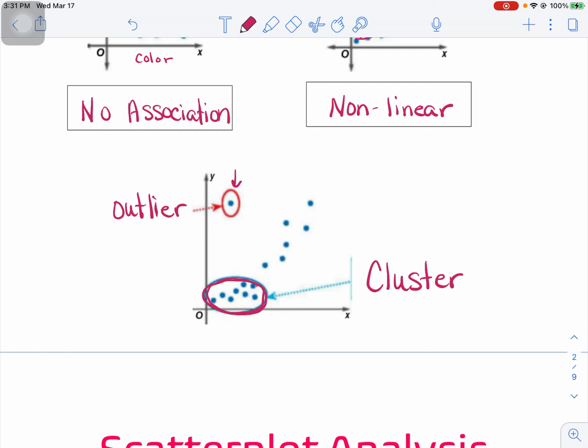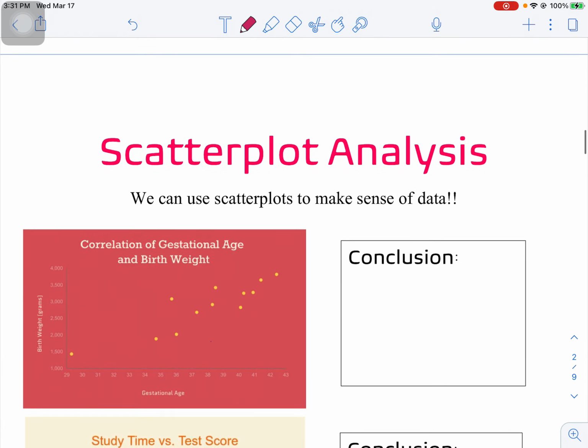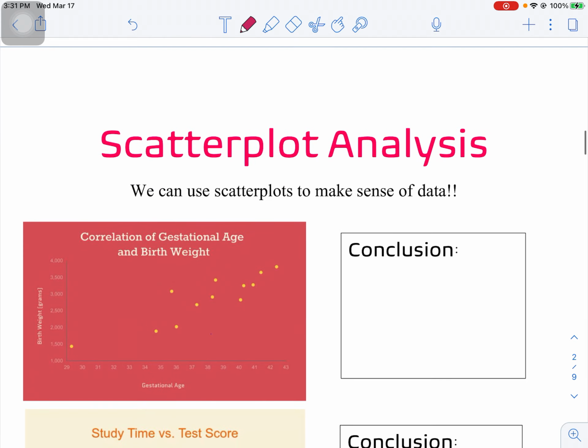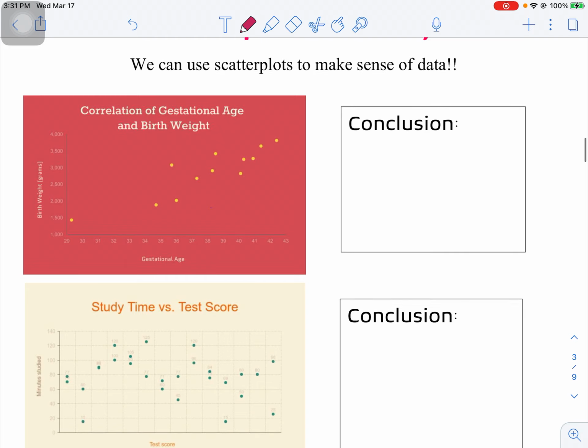Pretty self-explanatory there. All right, so let's talk about how we analyze a scatter plot and the data on a scatter plot. So we've got a couple of different situations here, and we're going to talk about what it tells us. What kind of conclusion can we make about the data? And this is the hardest thing for people to do, to be able to put it in their own words. And I'm going to give you a little key in a little bit of how to speak correctly to tell about your conclusion.